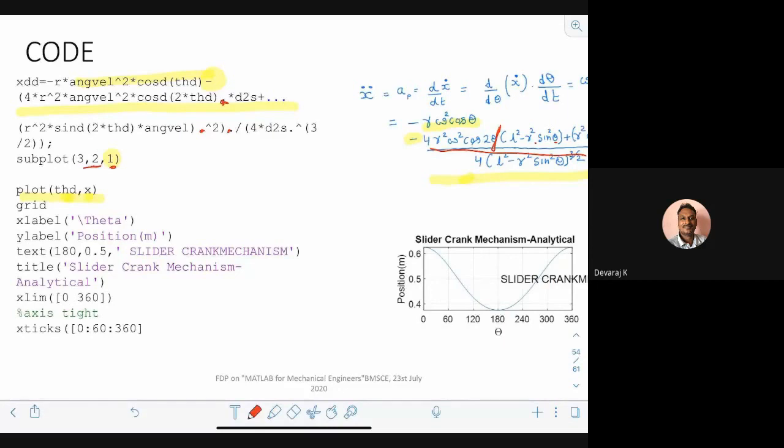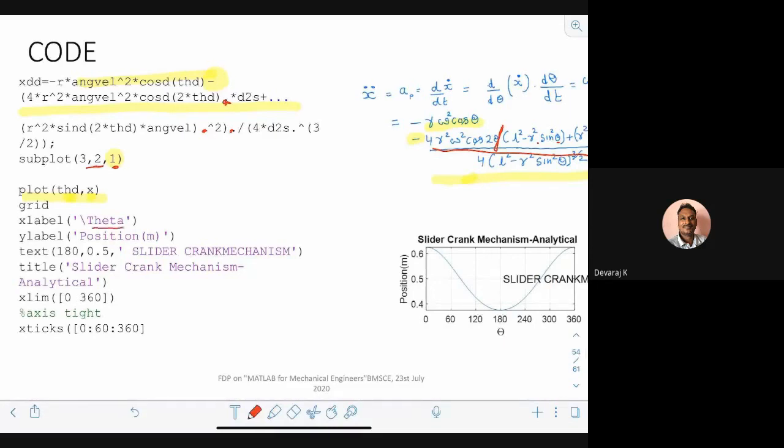In the X label, if you simply write theta, it will type theta. But by putting a backslash, you get the Greek symbol theta. If you say backslash tau, it will become the tau symbol. If you say backslash gamma, the gamma symbol will come. Like that, you can always get any of the Greek symbols that you want to put in.